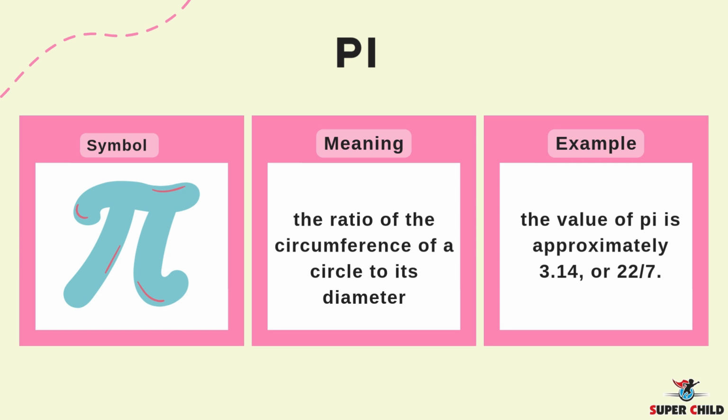The next we'll see is pi. The ratio of the circumference of a circle to its diameter. For example, the value of pi is approximately 3.14 or 22 by 7. The symbol is this sign.